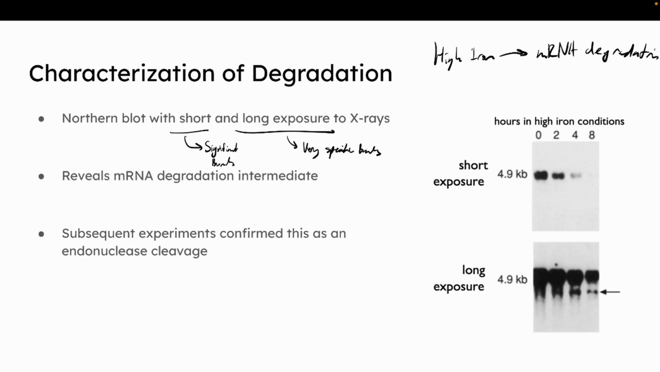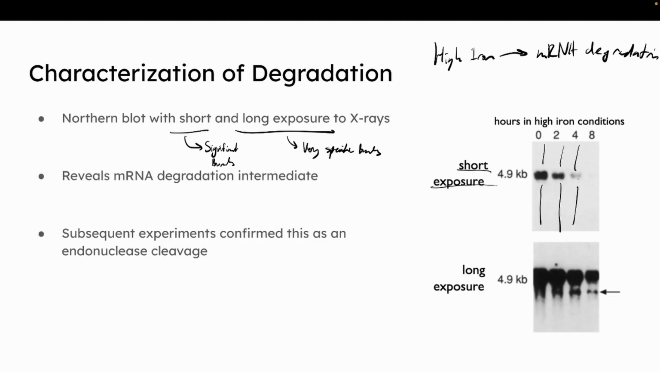If you look to the right, in the short exposure, you can see it slowly tapering off. This is exactly why we ran short exposure, because this confirms that the mRNA is slowly going away. All the other mRNAs down here, which there probably are, you just can't see because we didn't expose them to a lot of X-rays. Only the most significant and prominent bands will be there. And you can see it slowly tapering away.